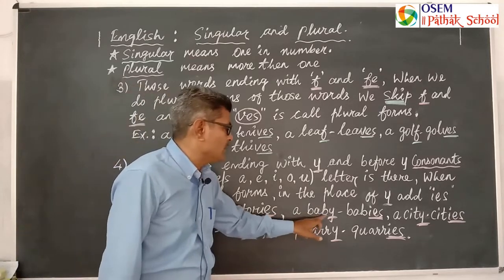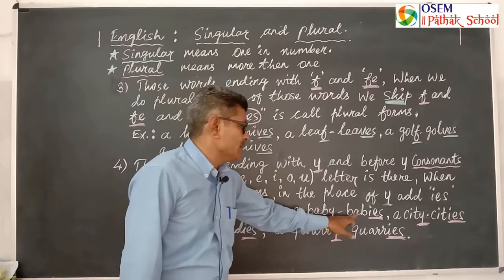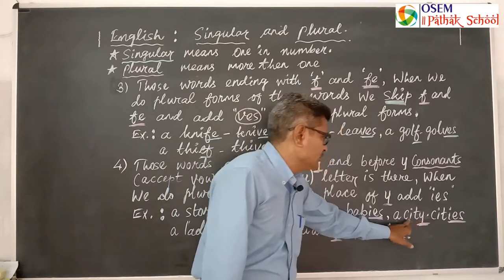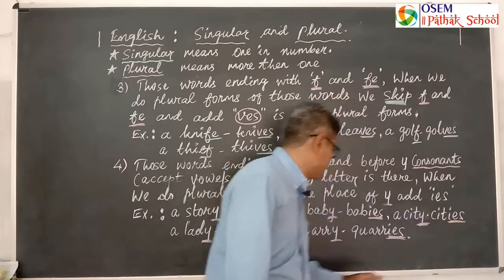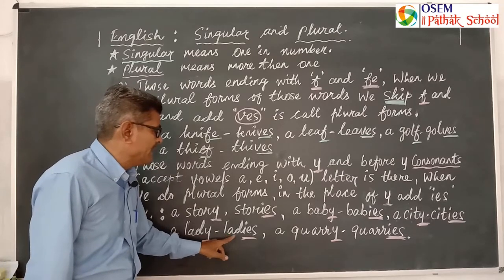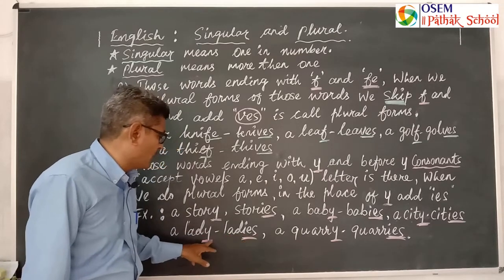B-A-B-Y, ending with Y. So that's why B-A-B-I-E-S, babies. City, C-I-T-Y is there. So C-I-T-I-E-S, cities. A lady, L-A-D-Y. So L-A-D-I-E-S in the place of Y.